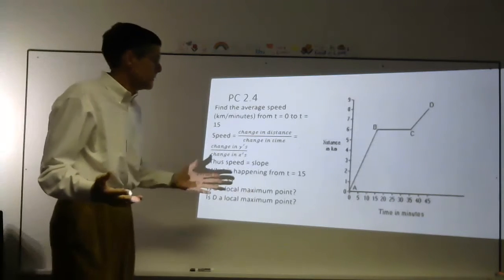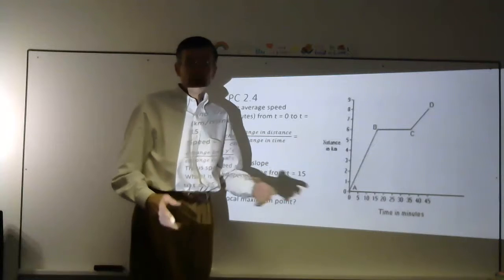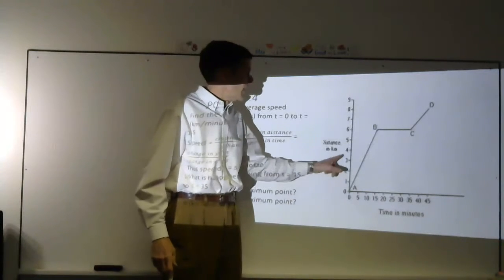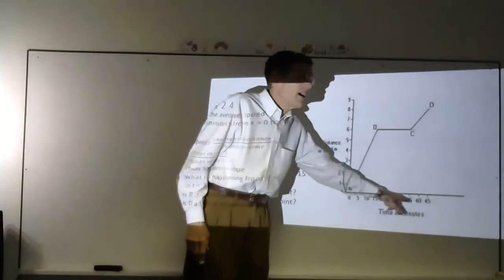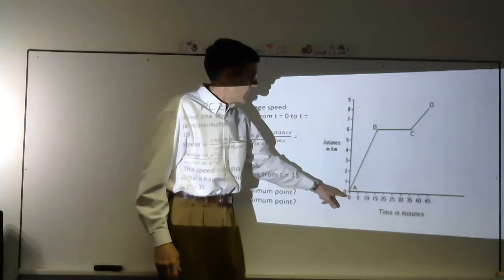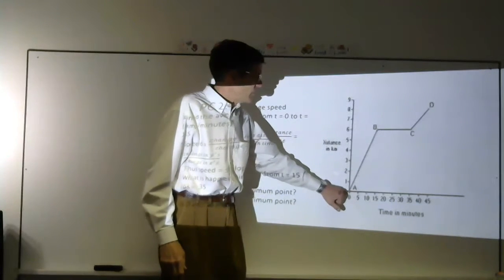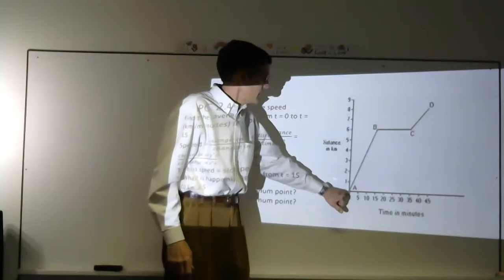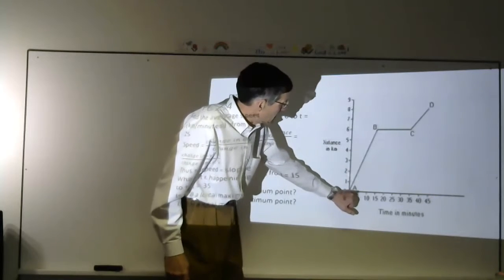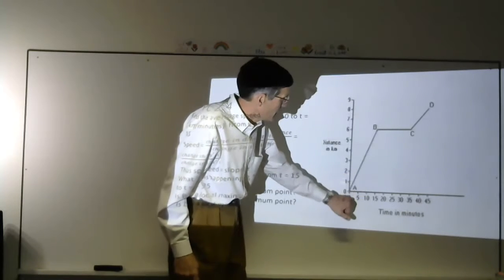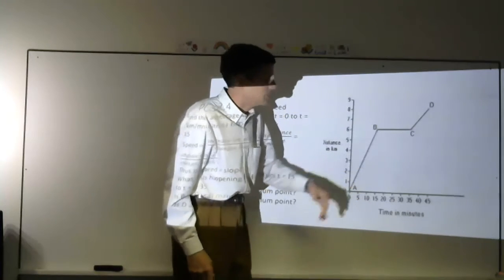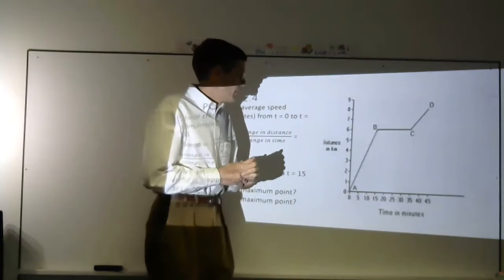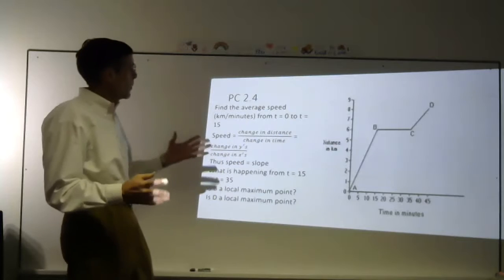What I've got here is a graph showing the distance that you travel in kilometers here, and here is the time in minutes, okay? So at 0 minutes, you haven't gone anywhere. At 5 minutes, for instance, you've gone 2 kilometers. At 10 minutes, you've traveled 4 kilometers, and so on, so on, so on. All right? So some questions.